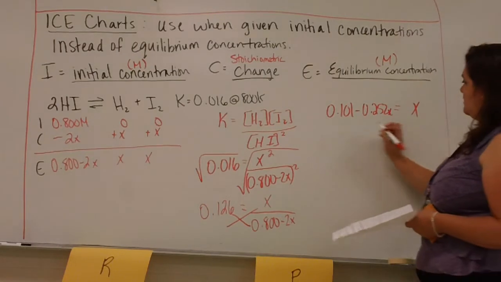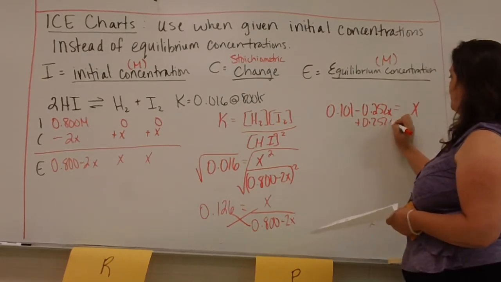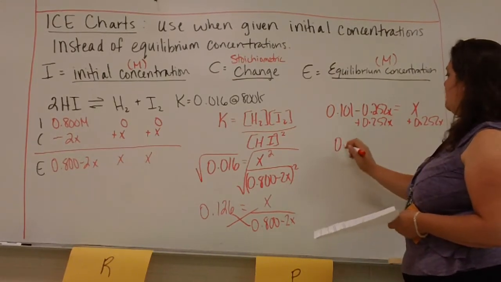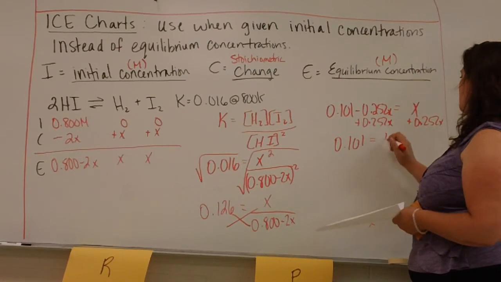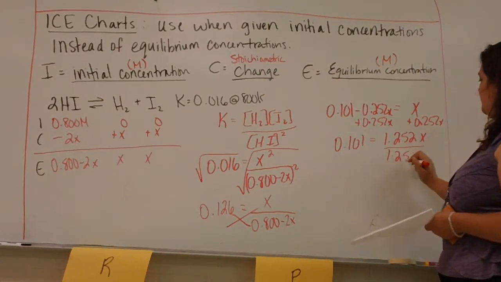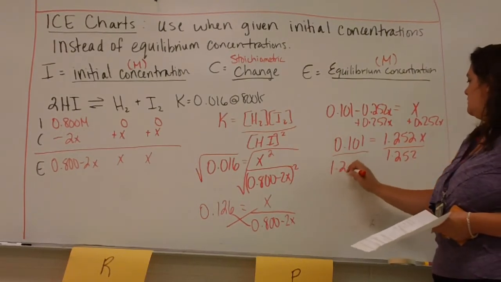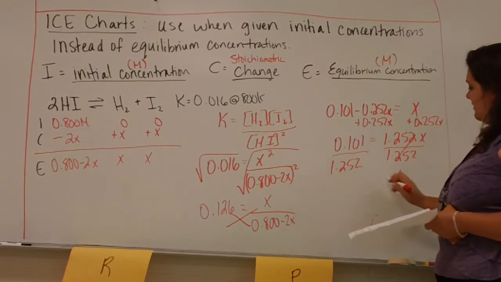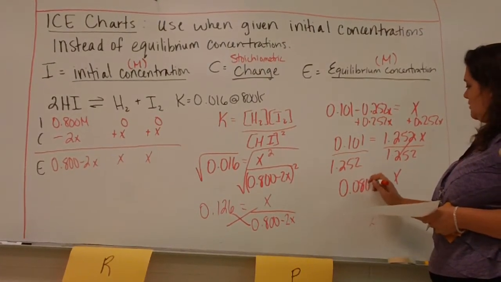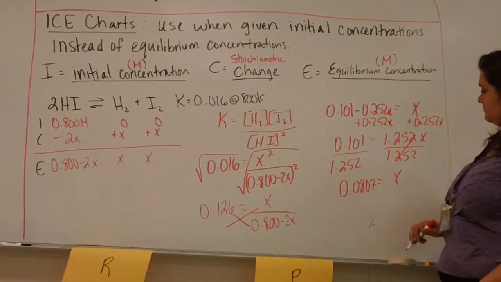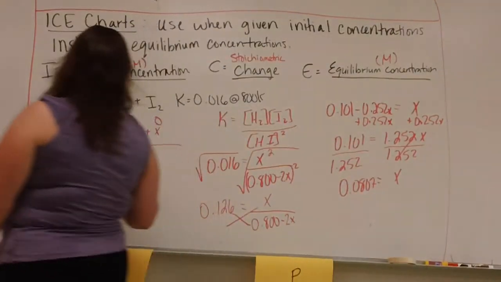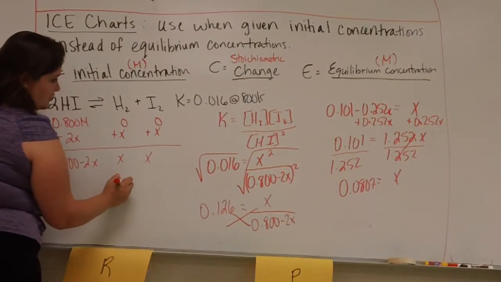And then we'll combine like terms, so we'll add 0.252x to both sides. And we'll get 0.101 equals 1.252x, and we'll divide to solve for x. And then we'll find that x is 0.0807. And so that will be the value of x, which when we come back over here, will be the equilibrium concentrations for H and I.